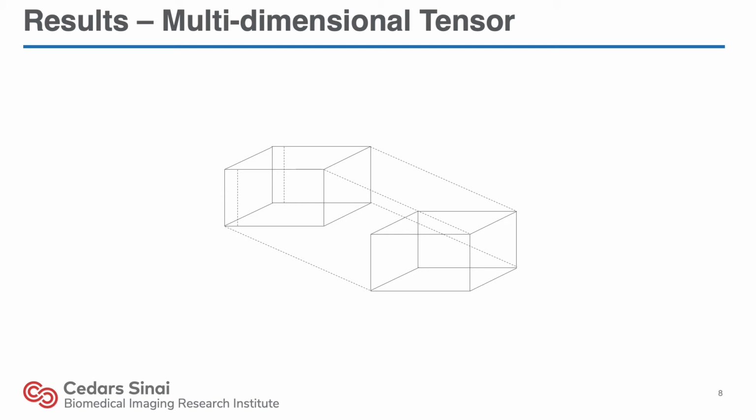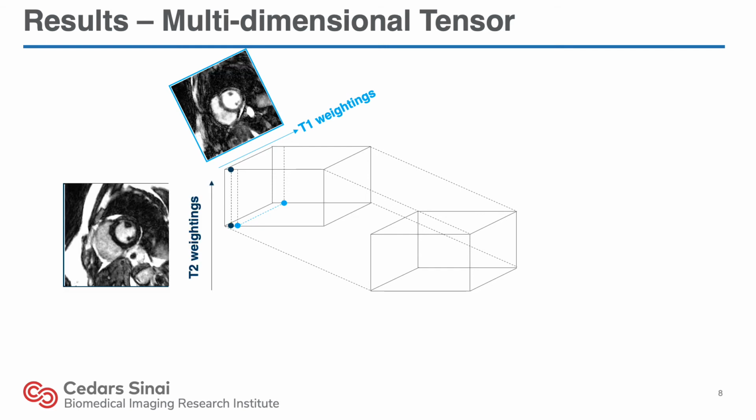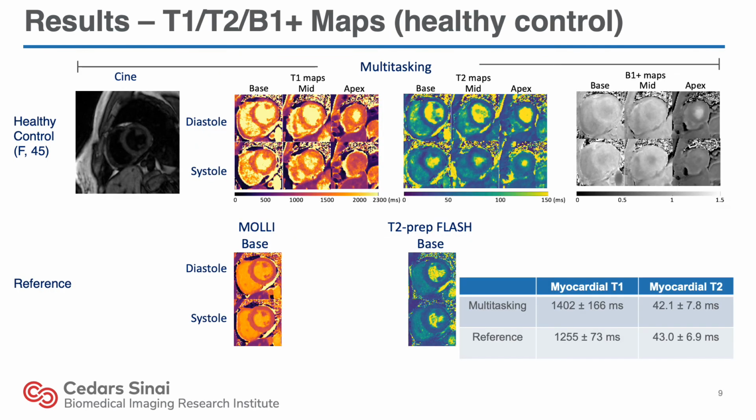Multitasking allows us to individually look at each dynamic process at different locations of the multidimensional tensor. For example, different T1 weightings during an inversion recovery process, different T2 weightings, and cardiac and respiratory motions separately. This is an example of a female healthy control, age 45. The first row shows all the results from the multitasking sequence, including black blood cine images, T1, T2, B1+ maps at 3 different slices at both systole and diastole stages. They are all acquired using one single continuous acquisition.